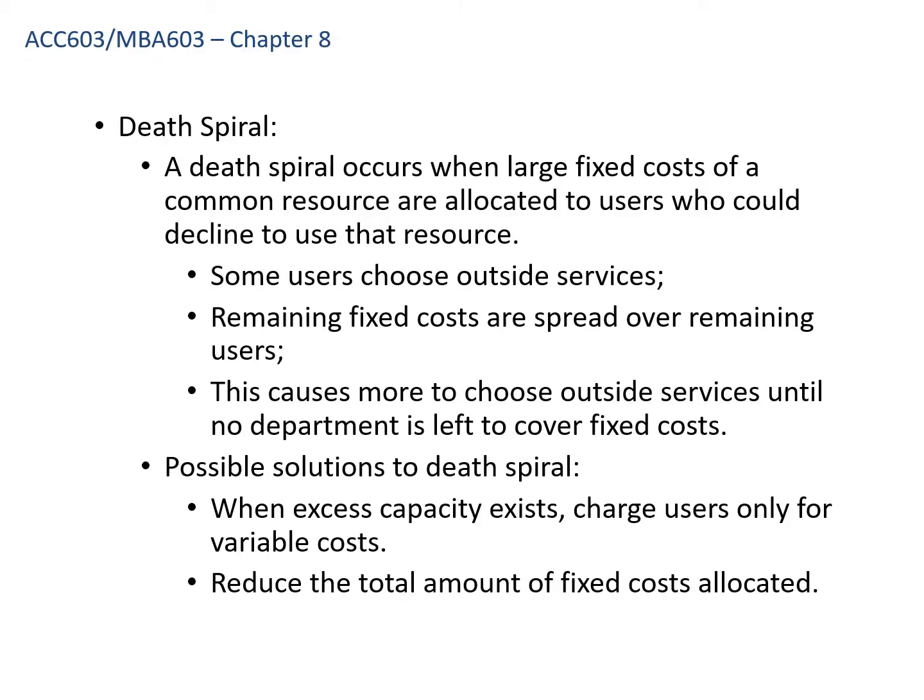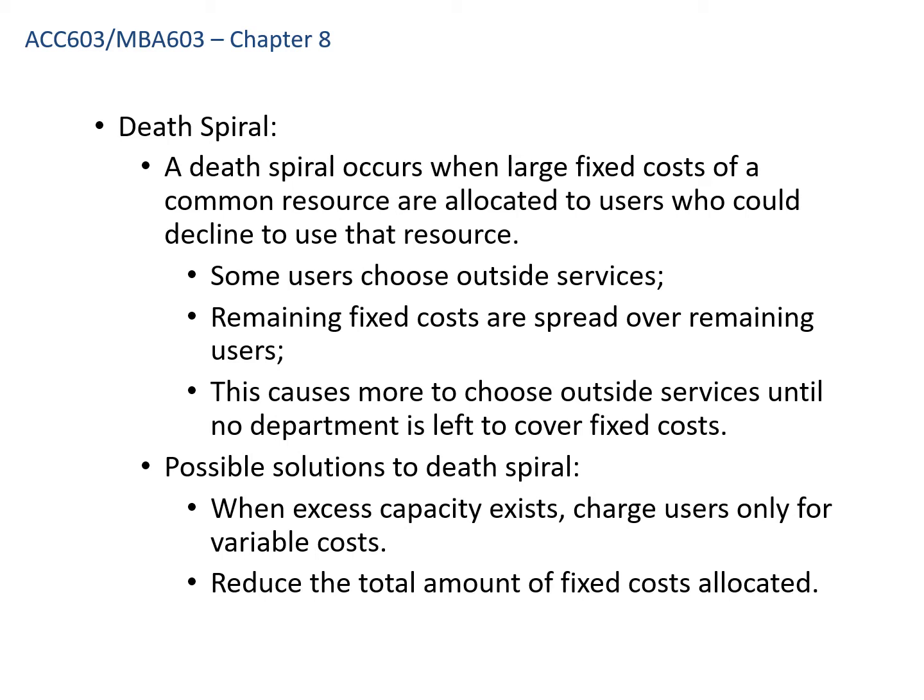So a death spiral occurs when a company has large fixed cost of a common resource. I think the book used an example of a telephone system that they install that has a large depreciation cost. And they allocate that across all the departments based on number of phones or something like that. But they allow the departments to opt out. They give them a choice of going with an outside service. So when some departments say, well, this depreciation is causing it to be a very large cost and I could get that more cheaply outside, they opt out of it to save their department money.